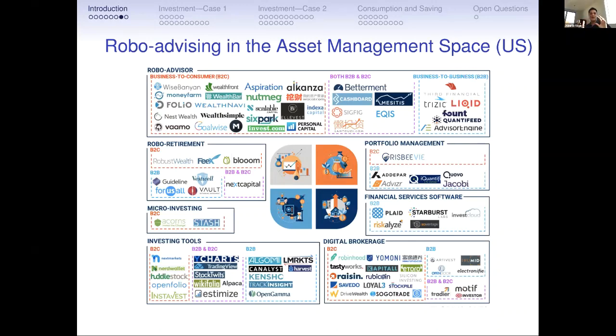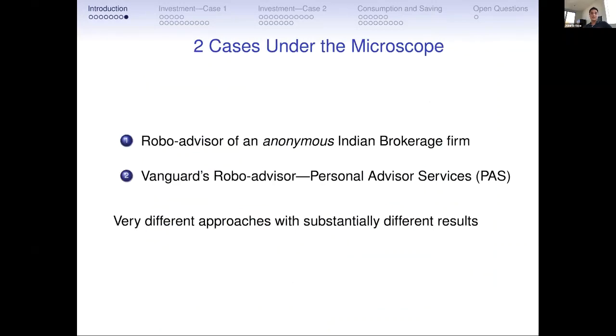Depending on how these are structured, they may be potentially useful or potentially detrimental. Just to give you a sense of what I mean, I'm going to show you 2 cases. First is a robo-advisor of an anonymous Indian brokerage firm, and the second one is Vanguard's robo-advisor, called Personal Advisor Services. You'll see that they have completely different approaches in providing financial advice, and that some of them are more successful than others.